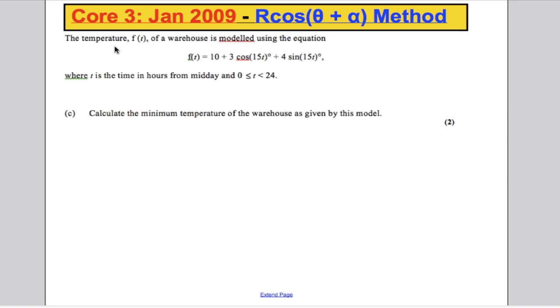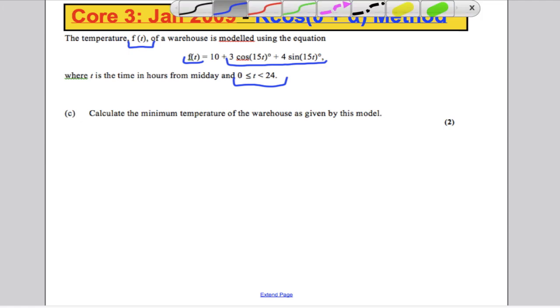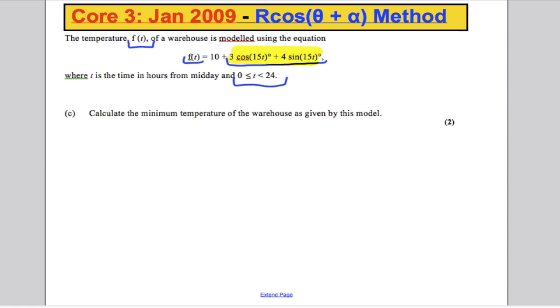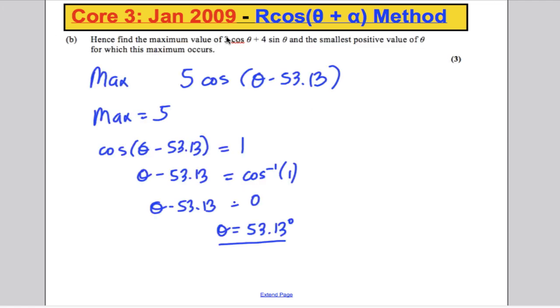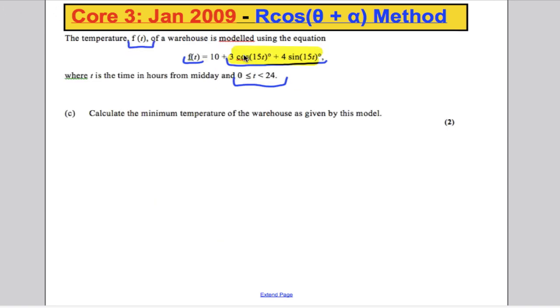Part C. It says the temperature f of t is modelled by this equation. F of t is 10 plus 3 cos 15t plus 4 sine 15t, where t is the time in hours from midday, between 0 and 24. Calculate the minimum temperature of the warehouse given by this model. Okay, what's this got to do with anything? Well, just look here. 3 cos 15t plus 4 sine 15t. Is there anything like we've been dealing with? Yes. 3 cos theta plus 4 sine theta. It's very similar to that.